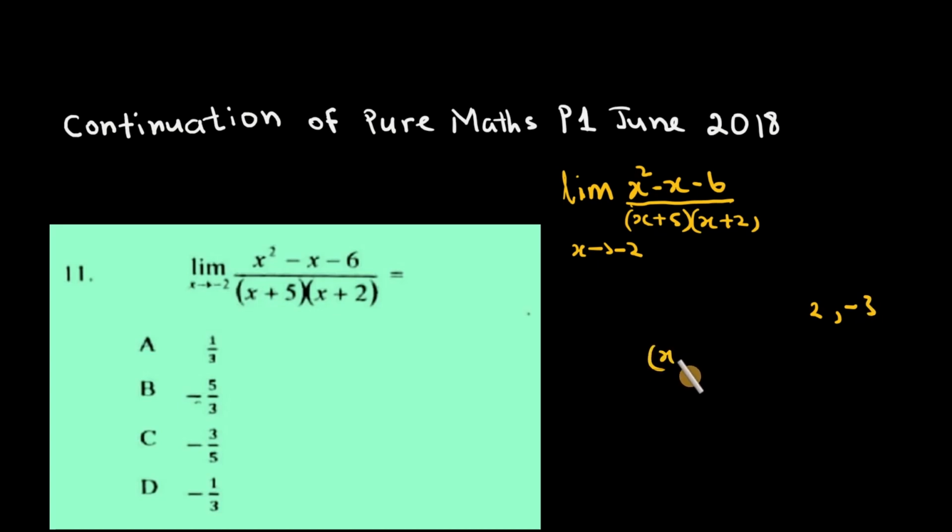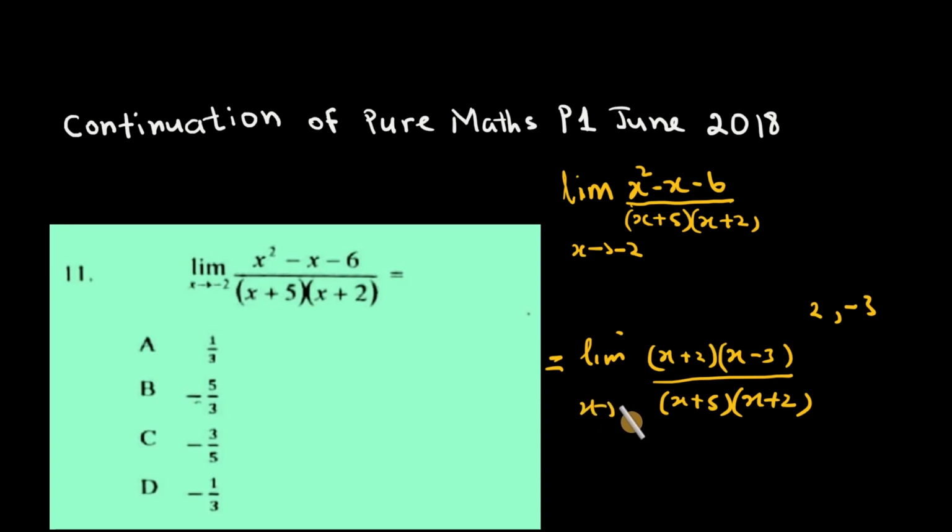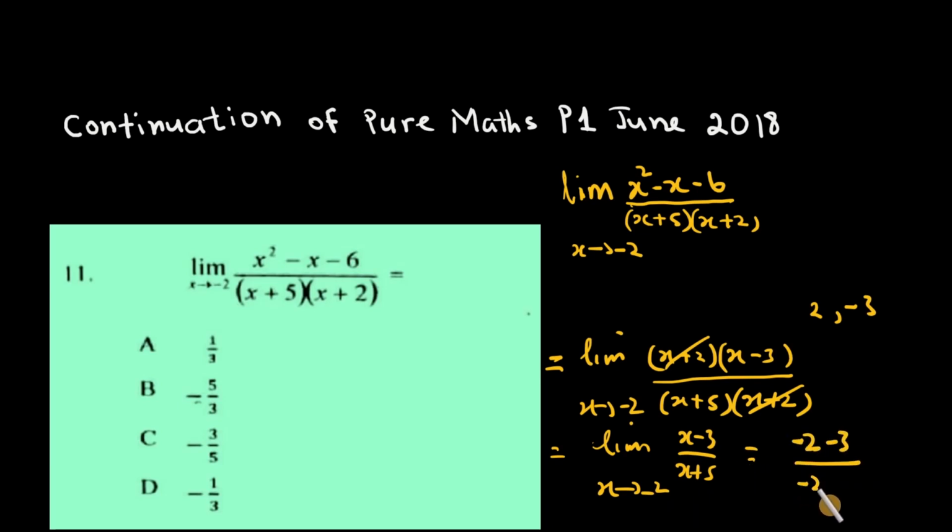That is x into x. Here we write plus 2 and here we write minus 3, all over x plus 5 into x plus 2. That is the limit of this as x tends to minus 2. x plus 2 and x plus 2 can cancel. We're left with the limit of x minus 3 over x plus 5 as x tends to minus 2, which is the same as minus 2 minus 3 over minus 2 plus 5, which equals minus 5 over 3. So the right answer is this, which is B.